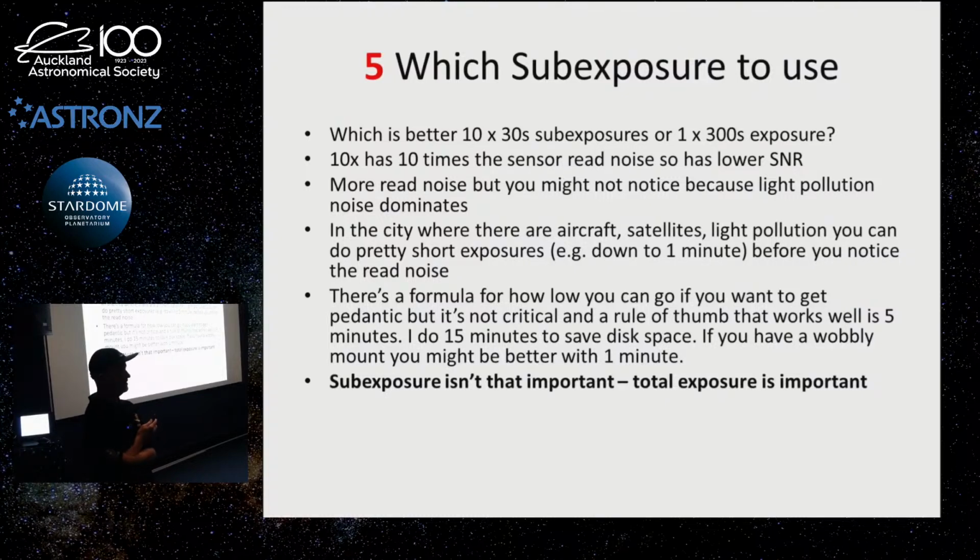So the lesson is that sub-exposure isn't that important. It used to be important in the olden days with CCD cameras where the read noise was much higher and it made a bigger difference. But for most of us using DSLRs or CMOS astronomy cameras, it doesn't make that much difference. So I wouldn't worry about it too much. There are more practical things to consider.